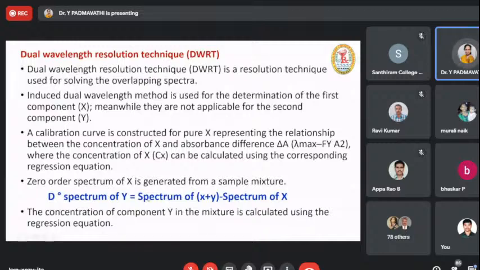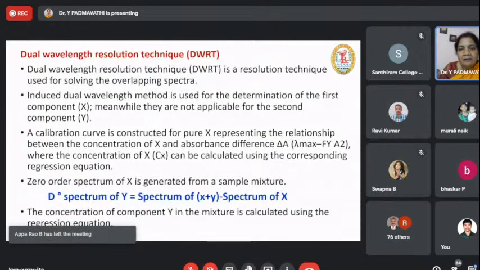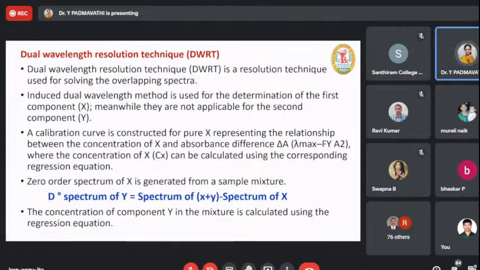If it is the induced dual wavelength method, next time you considered X as interference. But here you need not do that. You can do it in spectral manipulation. You can get the zero order spectrum of Y by just subtracting the spectrum of X from the spectrum of the sample mixture. All this you are doing for the sample mixture, you remember. Then it's very easy. Now you will get the zero order spectrum of Y. You can note down the lambda max. Then you can prepare a series of concentrations and determine the unknown concentration of the Y component in the sample mixture from this equation.